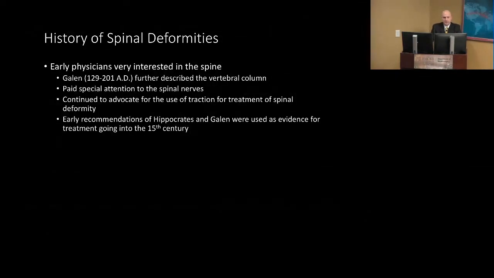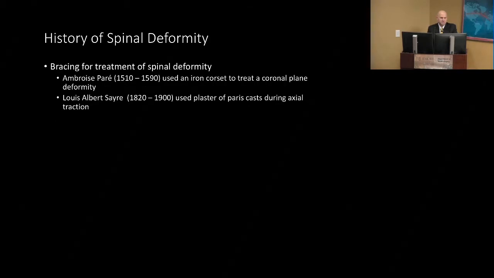So early physicians, despite not having a great understanding of the spine, were quite interested in it. Galen, in 129 AD, went on to further describe the vertebral column, and his attention was specifically to the spinal nerves. He continued to be a major advocate for the use of traction, which really at this point was the only treatment available. And these early recommendations of Hippocrates and Galen, who, again, remember, very early in history, were used as evidence for treatment of spinal disorders going into the 15th century. So for centuries, our understanding was quite poor.